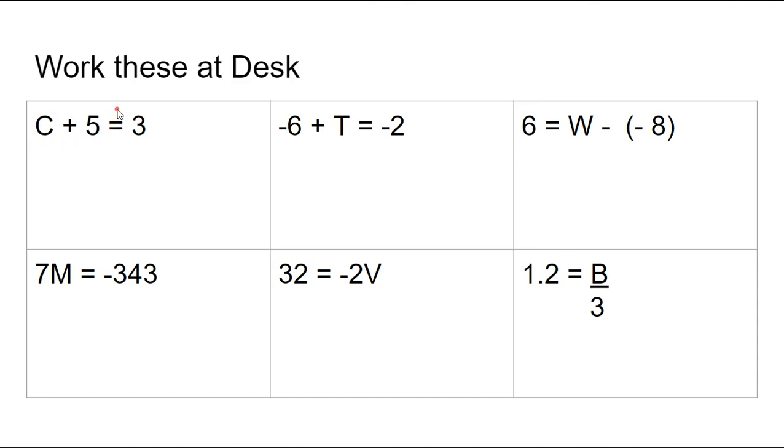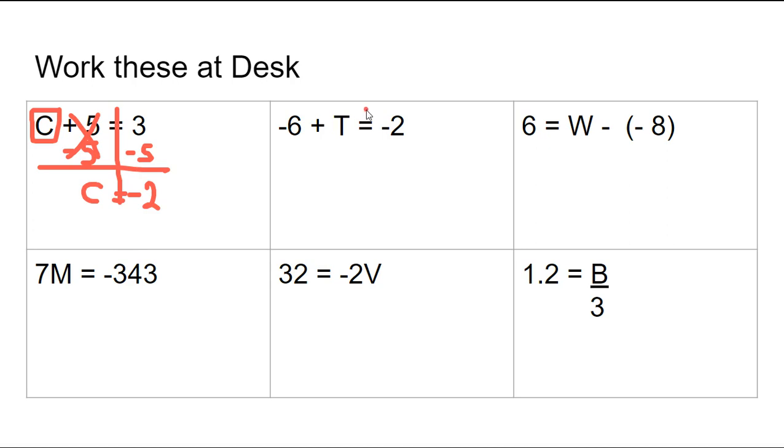C plus 5 equals 3. This is probably the easiest one on here. So draw my river, box up my variable. I'm left with plus 5, so I'm going to do the opposite. I'm going to do minus 5 on both sides. This side is going to cancel out because it's the inverse operation, and I'm left with C all by itself. 3 minus 5 is going to give me negative 2. So C equals negative 2.